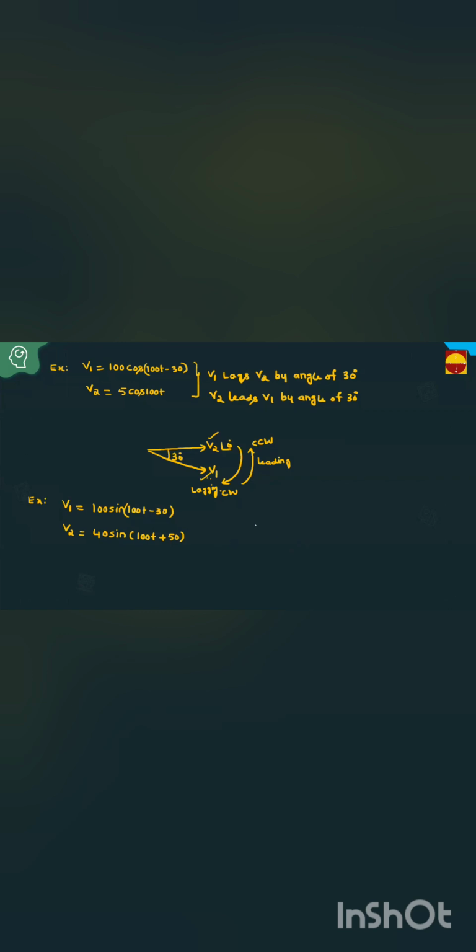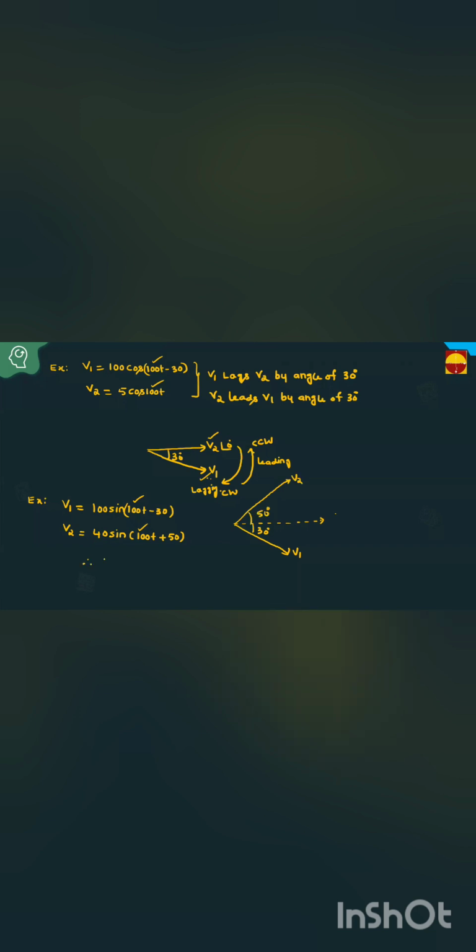You have to compare these waveforms. This is the reference, at an angle of 0. This is the 0 axis. Then V1 is 100 sin(100t minus 30). You can compare these two waveforms because the frequencies are equal. Minus 30, that is V1 at an angle of minus 30. This is V2, plus 50, leading. This is V2 at an angle of 50.